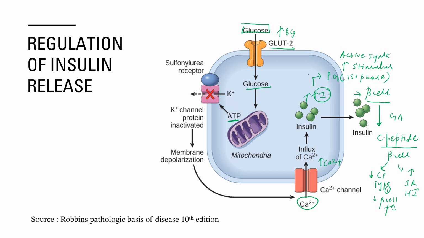What is the purpose of the K+ channel over here? Now, whenever ATP is facilitated, there will be, as you know, Ca2+ influx, but then the K+ efflux will also be prevented. There will be no K+ efflux. So, there will be inactivation of the K+ channel protein, and then that would lead to membrane depolarization, which will further allow the influx of the Ca2+.